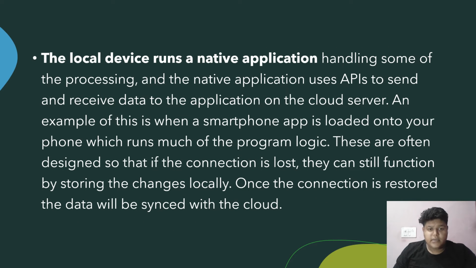Third one is the local device runs a native application handling some of the processing, and the native application uses APIs to send and receive data to the application on the cloud server. An example of this is when a smartphone app is loaded onto the phone, which runs much of the program logic. These are often designed so that if the connection is lost, they can still function by storing the changes locally. Once the connection is restored, the data will be synced with the cloud.